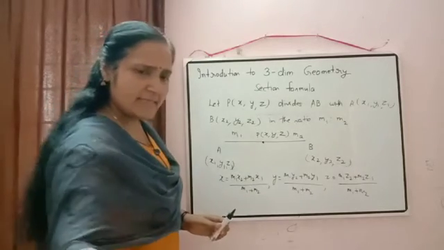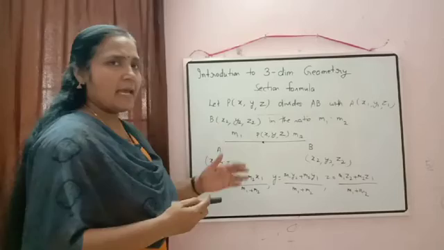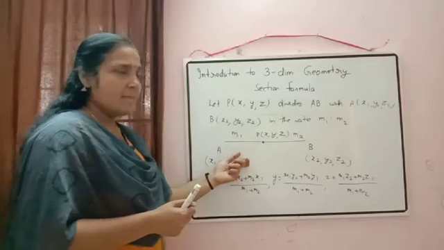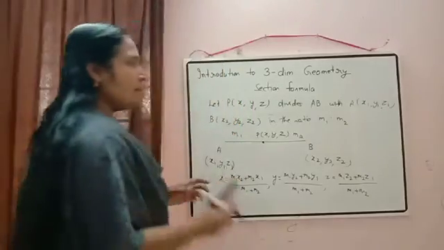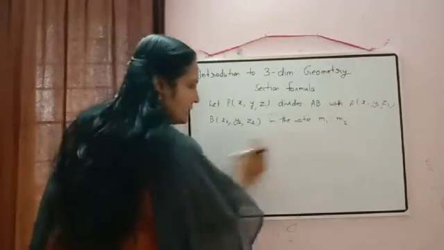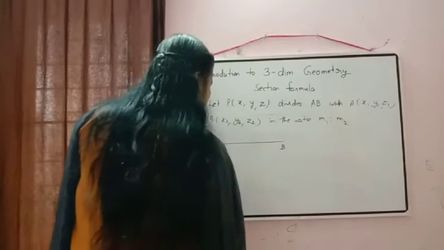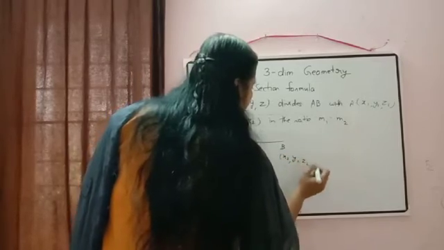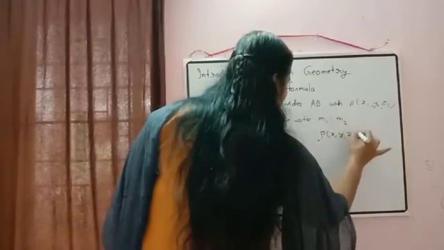In this case, P is between A and B. So if P is a point between A and B, then our ratio will always be positive. Now suppose the point P is not between A and B. I take A and B as x1, y1, z1 and x2, y2, z2, and a point P x, y, z is here.